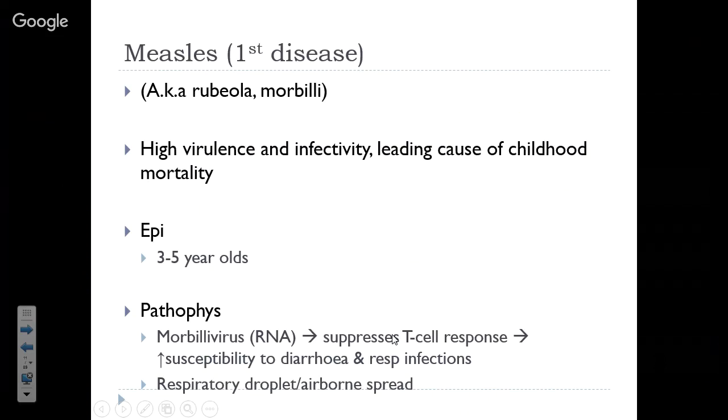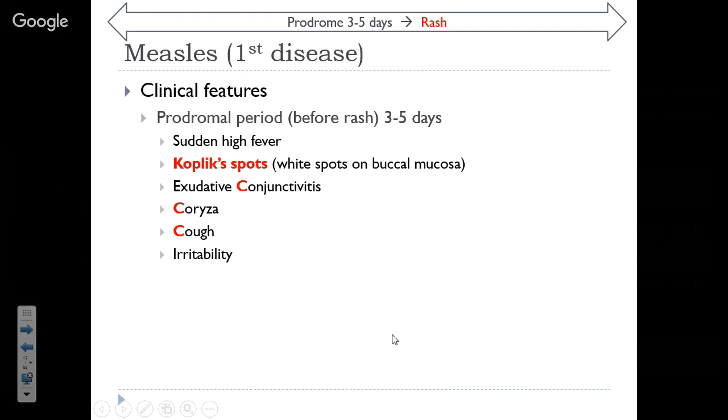So measles is a disease of high virulence and infectivity, and commonly affecting the younger kids, so 3 to 5 years old. How it works is the RNA virus suppresses the T cell response, which increases susceptibility to various respiratory tract infections and diarrheal infections as well. And it's spread by the respiratory route.